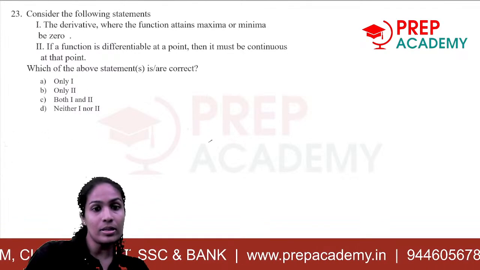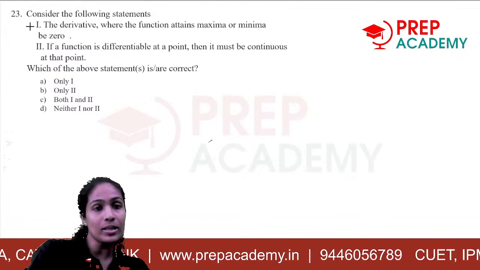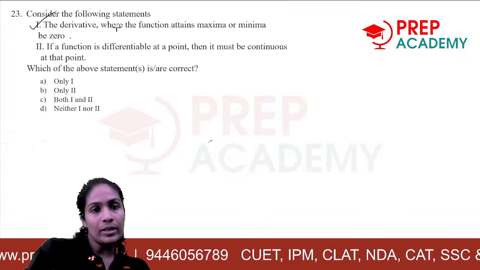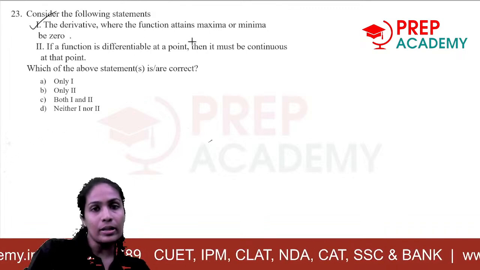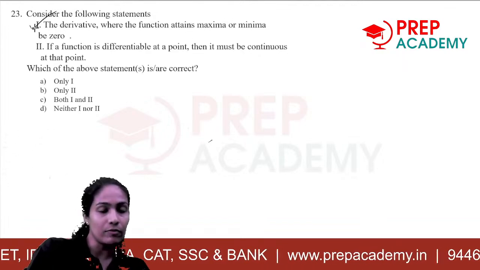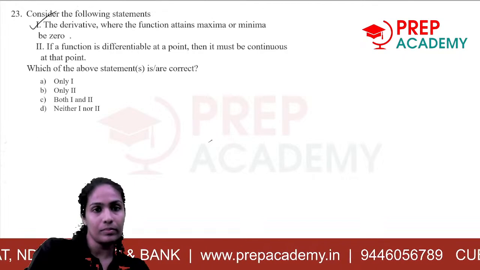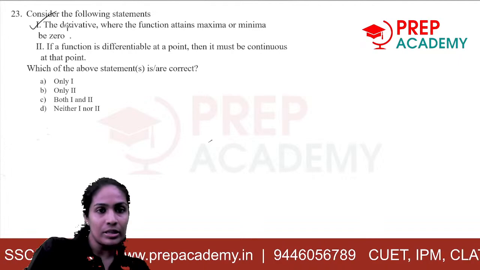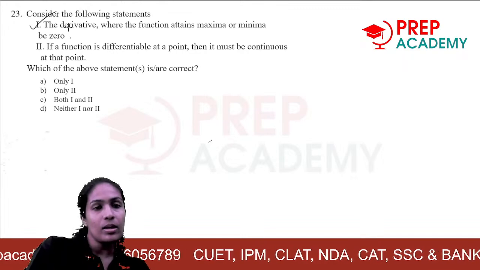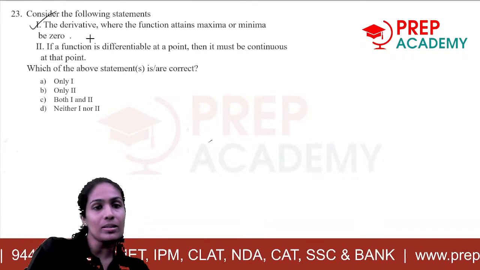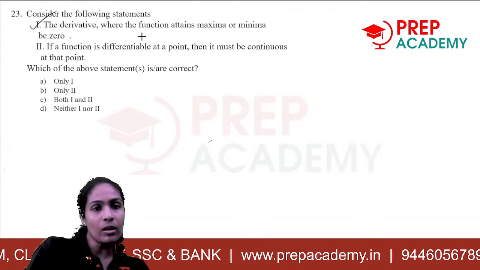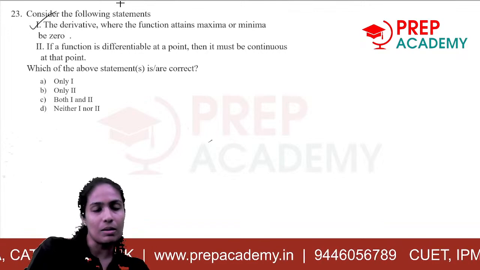Sorry, the first statement, that the derivative where the function attains maximum or minima is 0, is correct, because when you equate the first derivative to 0, you will get the critical point, and the critical point is the point at which the function attains maximum or minima. It is talking about the first derivative, so the statement is correct. If it were the second derivative, the statement would be wrong, but here the derivative where the function attains maximum or minima is 0. That is correct because the function attains maximum or minima at a critical point. At every critical point, the derivative will be equal to 0. So the first statement is correct.